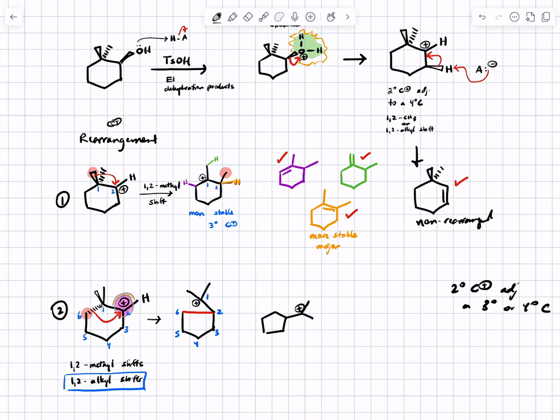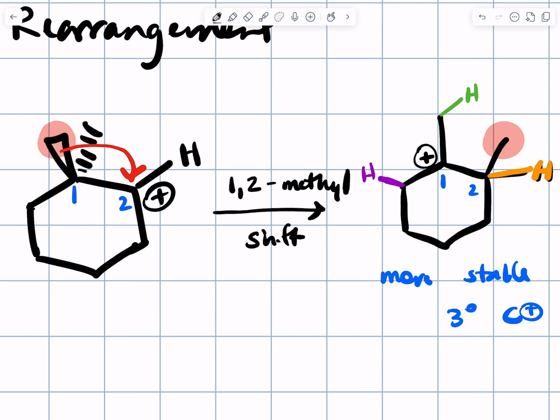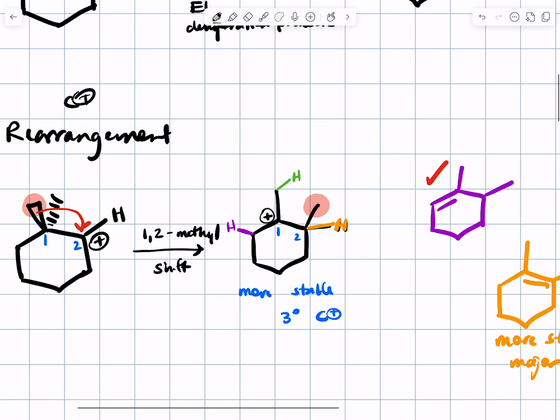How do I know which to do? Well, do the one that leads to the more stable tertiary carbocation. For example, here I showed you how if you do a 1,2-methyl shift with one of those methyl groups that's adjacent to the positive charge, you get a more stable tertiary carbocation.